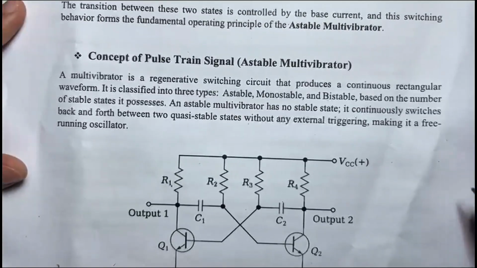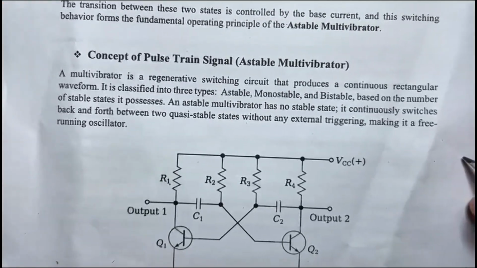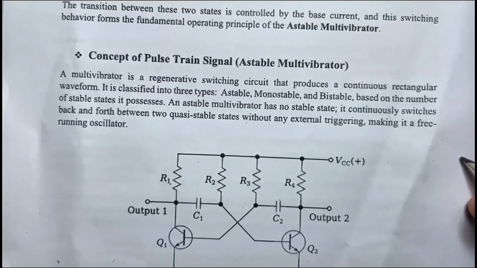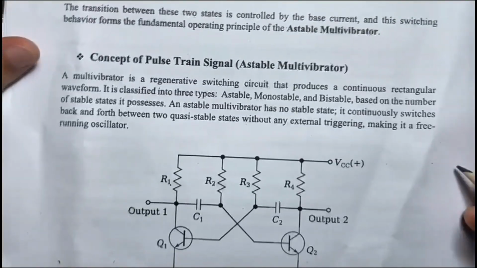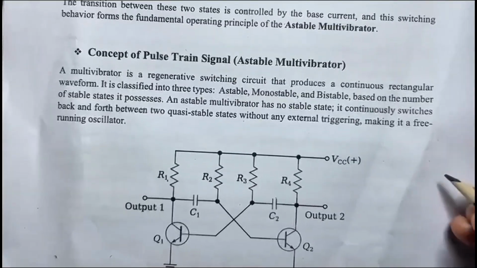Welcome everyone. In this video we are going to build a pulse chain signal generator, a complete astable multivibrator on a breadboard using BC812 PNP BJT transistors. We will go through the full theory and verify our output on an oscilloscope.